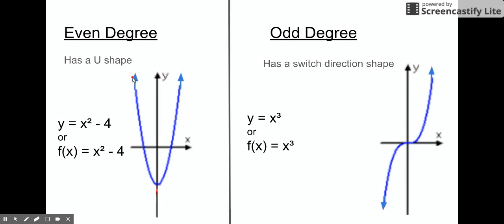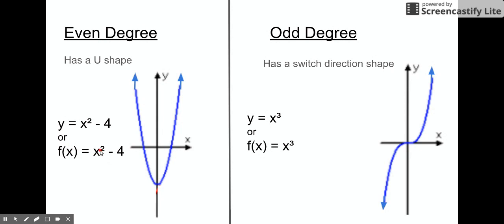This one is x squared minus 4. Now I want you to just notice that it could say y equals x squared minus 4. Or sometimes worksheets and quizzes, instead of a y, they put f of x. That's just function notation. It's the same thing as having y equals. So don't let that confuse you. I'll use both in this video.